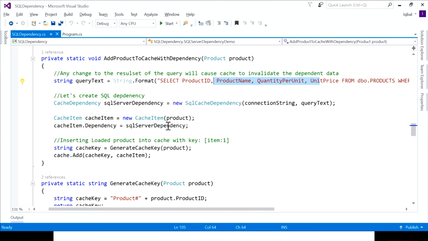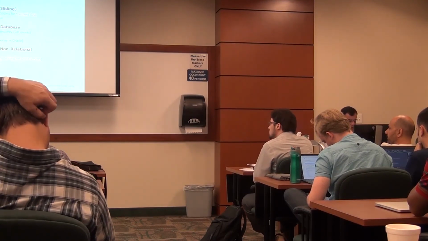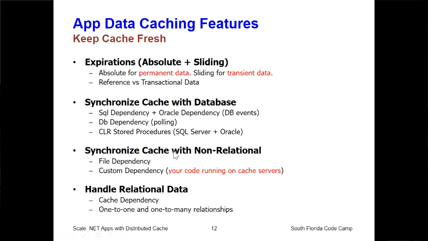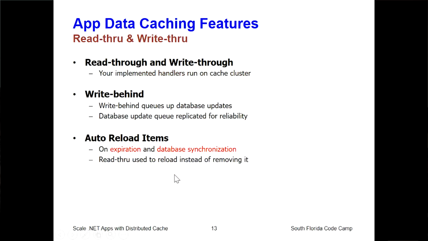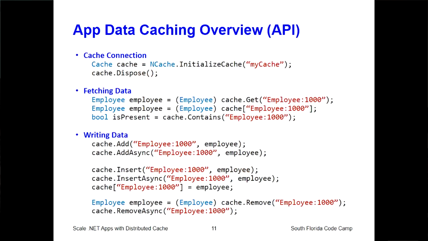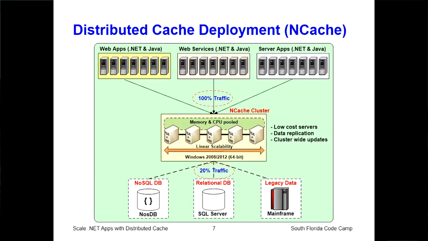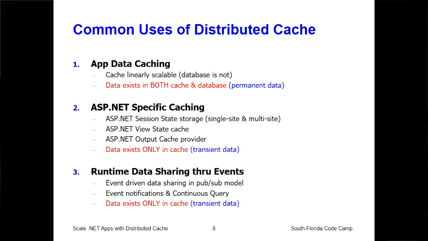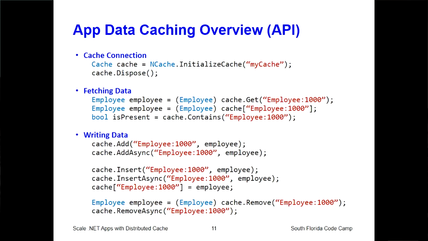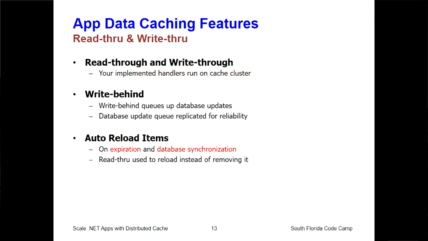So we've done the SQL dependency. I wanted to show you, if you don't want to remove this item from the cache, you can do a reload through a read-through. Read-through is another very, very powerful feature. Read-through is server-side code. It's your code that runs on the cache cluster. You register your code, and it is called by NCache. Let me first show you what read-through looks like, and then I'll show you what the value is.